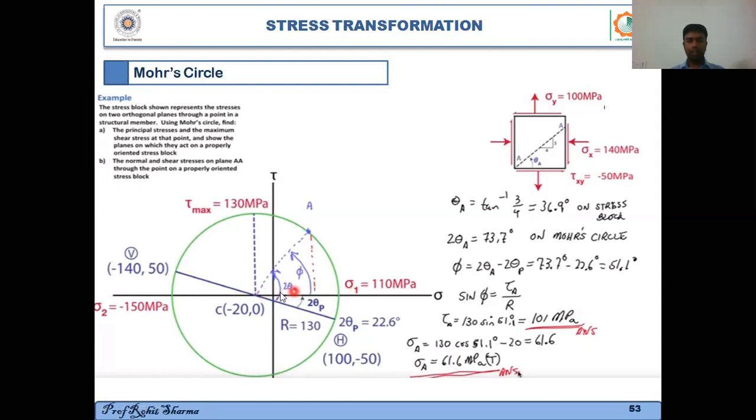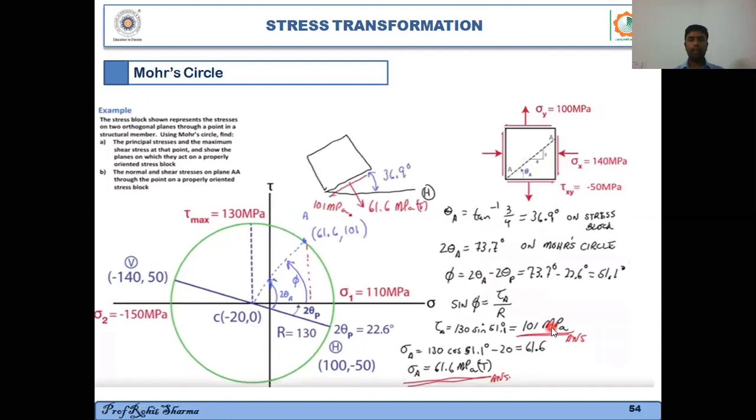So what is this length from this point to this point? It is nothing but r into cos of this phi. So r is 130 into cos of 51.1. So it will represent this length, and I'll subtract this length, which is nothing but 20. So I'll get 130 into cos of 51.1 minus 20, which is 61.6. So I have sigma A as 61.6 megapascal, and it is again tensile. So I have very easily found out the normal stress and shear stress on point A, right?